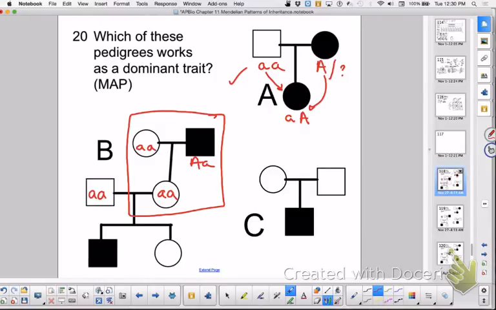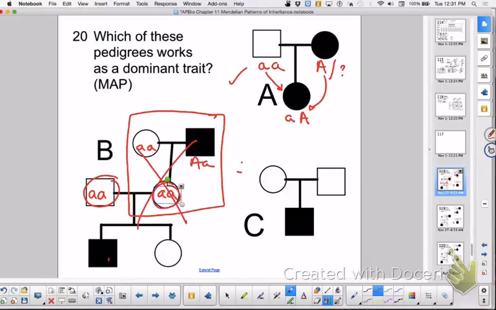But I gave you this bottom part down here, which showed you that the trait was popping back up again. So that means it can't, because we know neither one of these parents had the disease. Do you see the difference? Okay, so no, this will not work as a dominant trait.